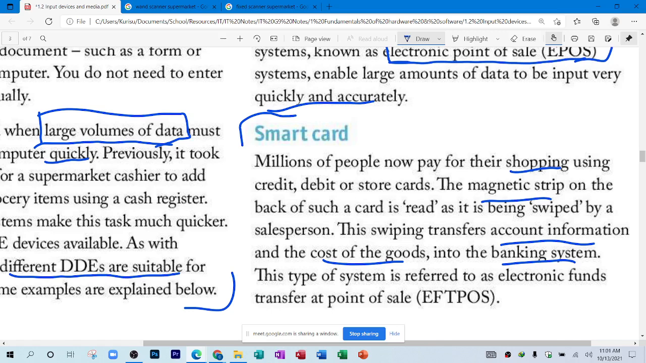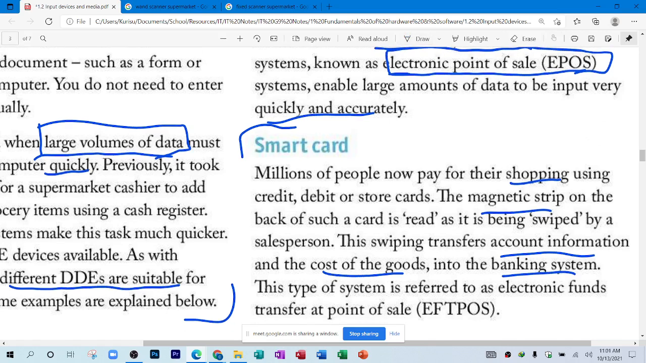Let's look at this paragraph and then we're going to move on. Notice we have two terms here, and notice their similarities. At the top of the screen we have electronic point of sale, and at the bottom we have electronic funds transfer at point of sale. It's very important for you to remember those two terms and basically what they mean.